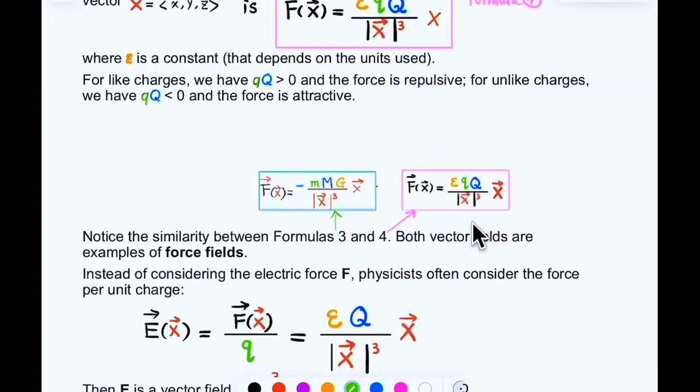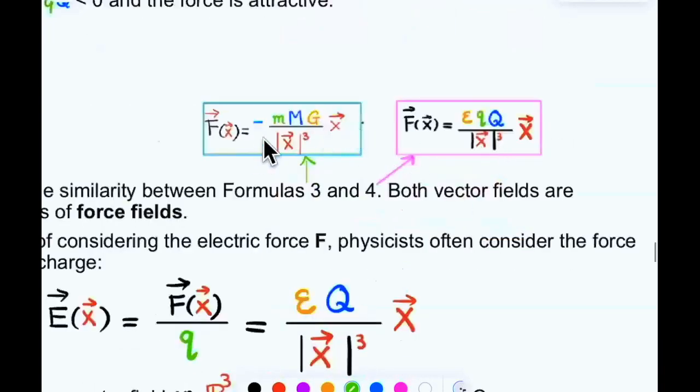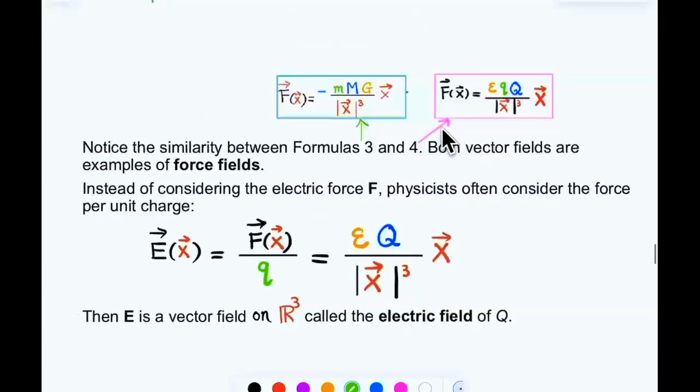So I put the two formulas together. This one and this one. This one by Newton, right? And this one by what? Coulomb. Okay, so both vector fields are examples of force fields. Okay, that's the force between them.